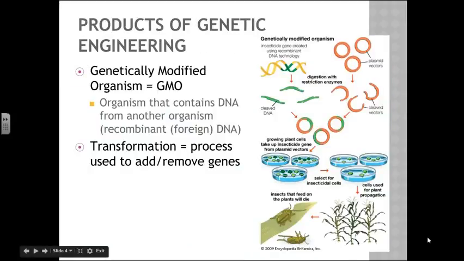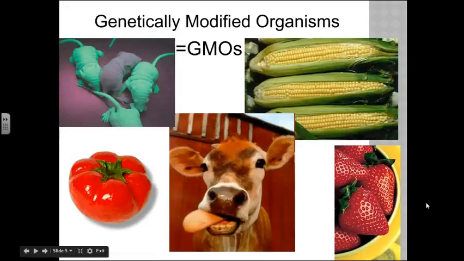Products of genetic engineering are called genetically modified organisms, and a GMO is any organism that contains DNA from another organism. Transformation is the process we use to add or remove genes, and so we can take genes out of one piece of DNA that you can see in the upper left in yellow, and we can put them into these red pieces, and then we can put them into particular cells or creatures.